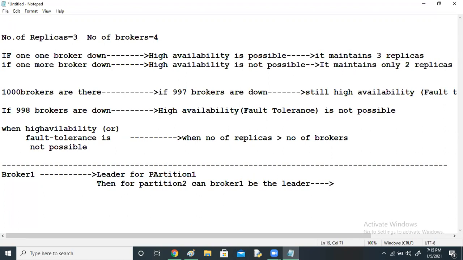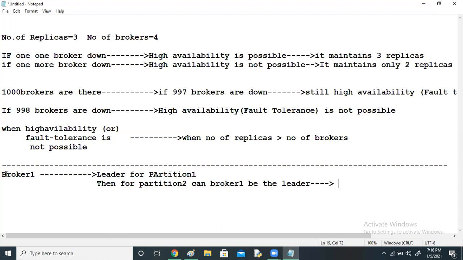It's the leader for partition one, already broker one is that. Then for partition two also, can broker one be the leader? For fault tolerance purposes, they should spread the partitions across multiple brokers, unless there is only a single broker, then that's a different case. But for a topic, every partition in the topic should be spread across multiple brokers.